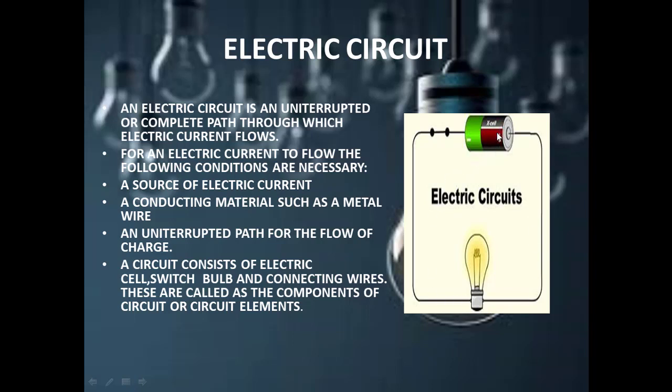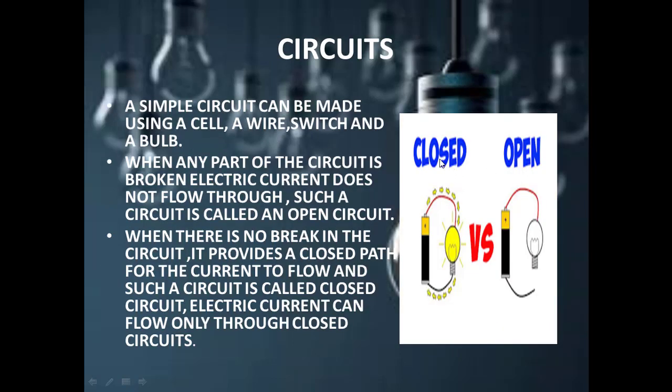This circuit consists of cell, switch, wires, and bulb. These are called as the components of electric circuit or circuit elements. Here you can see two pictures. One is closed and the other one is open. You can make a circuit using the cell, wires, switch and the bulb. You have learned all this in your grade 6.